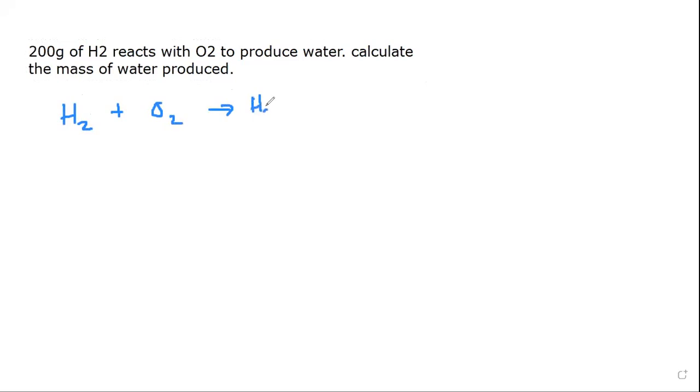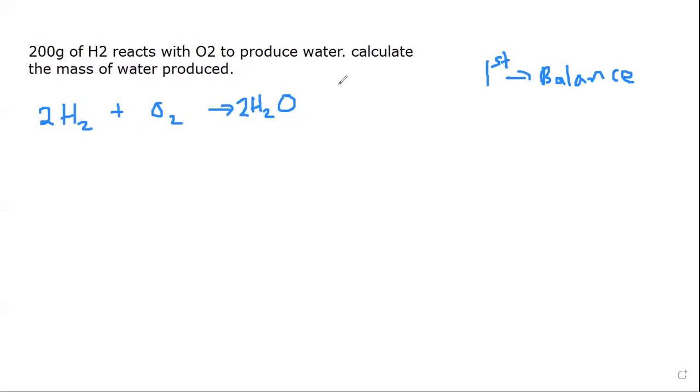The first thing you have to do is balance the equation. Always balance the equation. Balancing the equation, we put a 2 here, which is a coefficient, and another 2 there. So that is a balanced equation. If the equation is not balanced, then you cannot get this question right.